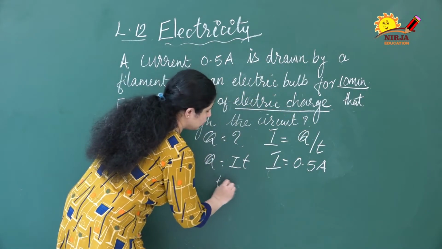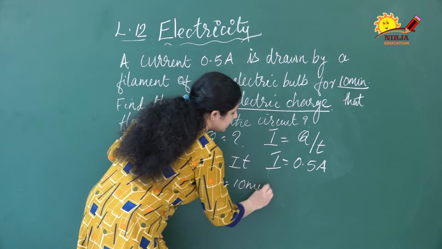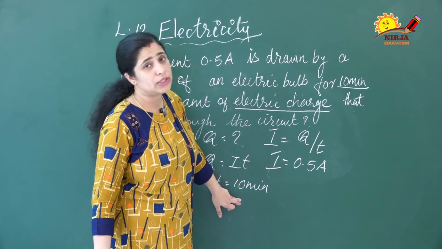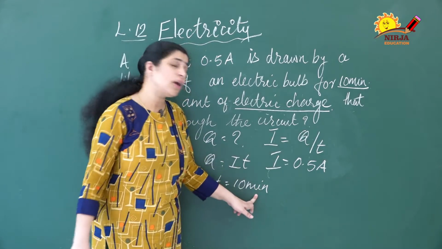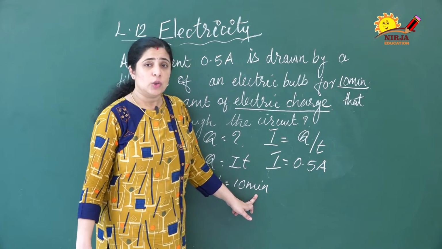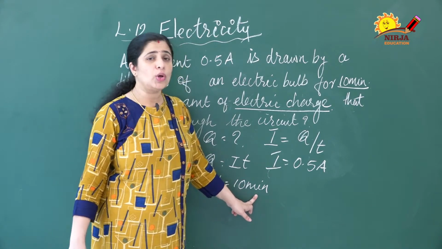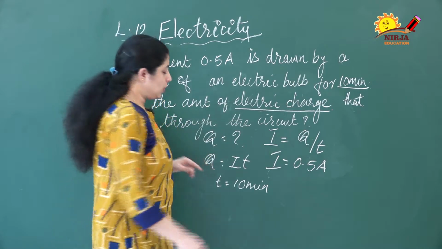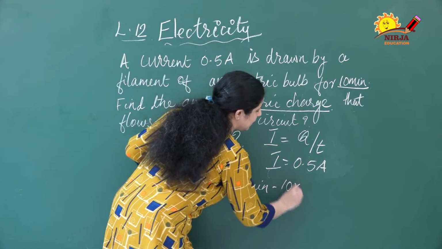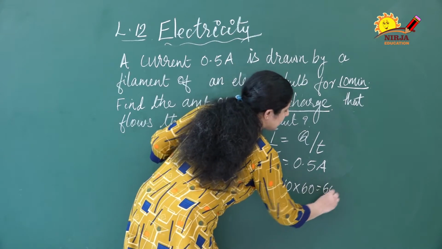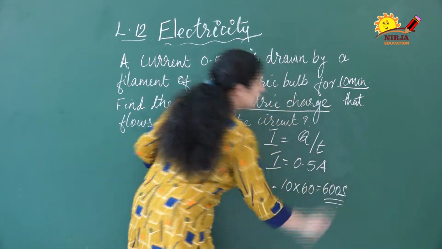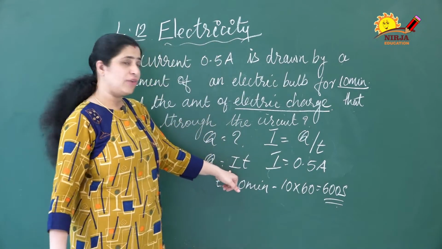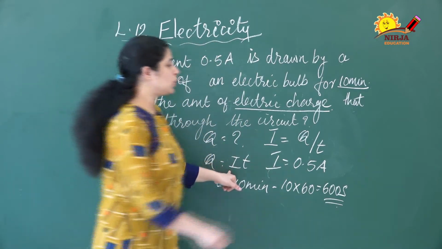Time is equal to 10 minutes. But the problem here is that you can't keep this 10 as it is, because the SI unit, as I already told you, you have to convert this into seconds. You know that 1 minute is equal to 60 seconds. So 10 minutes will be equal to 10 multiplied by 60, that is equal to 600 seconds. This is the time. Now what do you have to find? You have to find Q. Then what is Q? You know that.